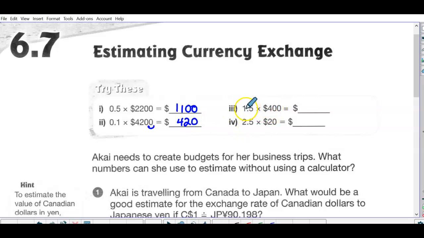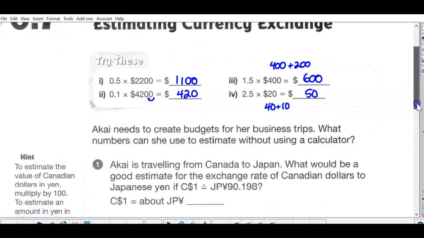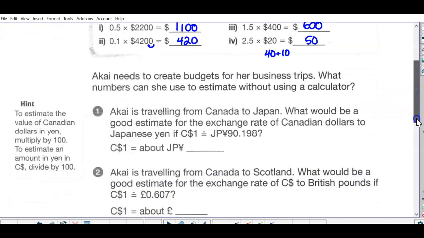1.5, so think about if you multiply this by 1, you get 400. Another 0.5 would be adding 200, so that would be 600 in total. Okay, 2.5, so you'd really be taking 2 of 20, which would be 40, and then half of 20, which would be 10, which would be 50. Okay, so try to use some of your mental math skills.